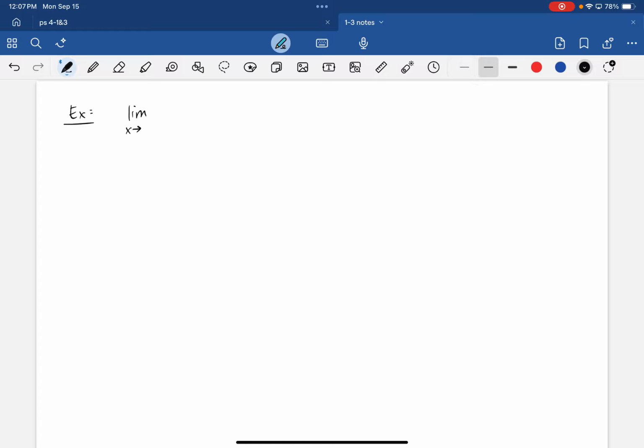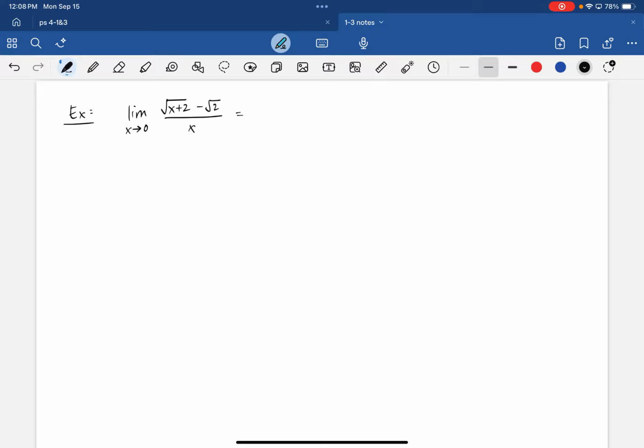So here's a quick example. Let's say we had the limit of x approaching 0. This strategy we apply whenever we encounter square roots, okay? So let's say we had this limit of the square root of x plus 2 minus the square root of 2, over x. So that's our question. When we plug in x equals 0, is this function defined?